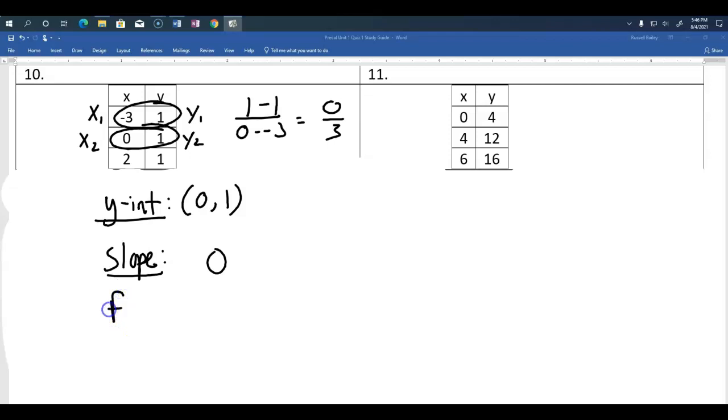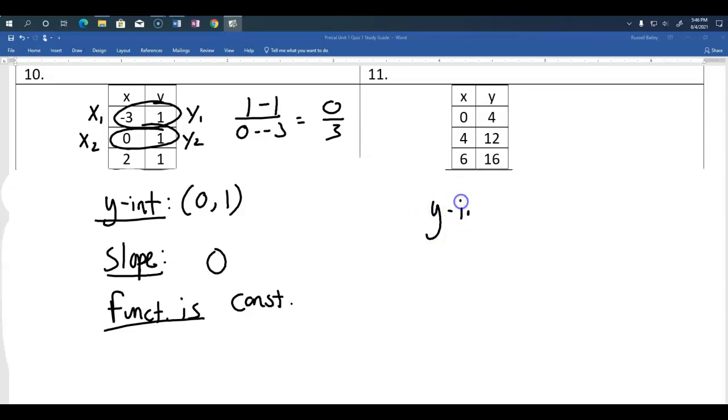Now we also want to know, is the function increasing, decreasing, or constant? Anytime your slope is 0, that means that the function is constant, which means that the graph of this function would look like a flat horizontal line.